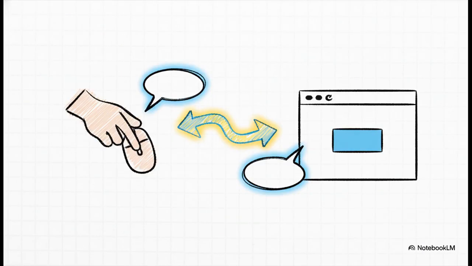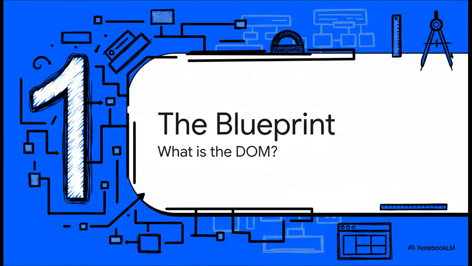Well, the best way to picture it is as a conversation. Yeah, really. You do something, the web page responds. And the language they're both speaking, the thing that lets this whole back and forth happen, that's JavaScript. Okay, so for JavaScript to change anything, it first needs to understand what it's looking at.